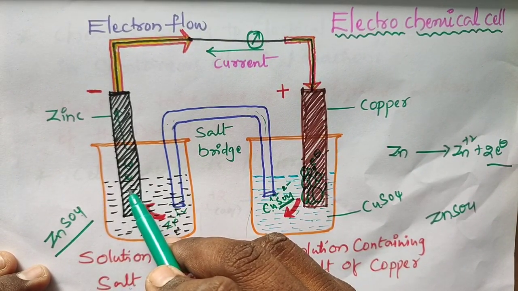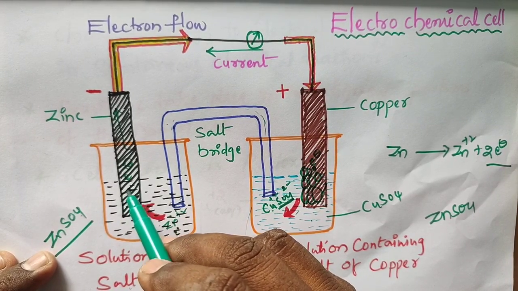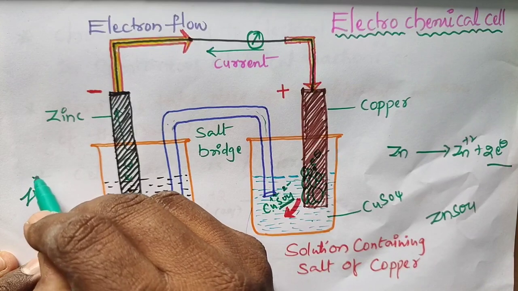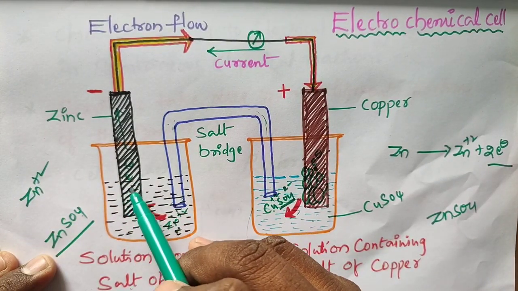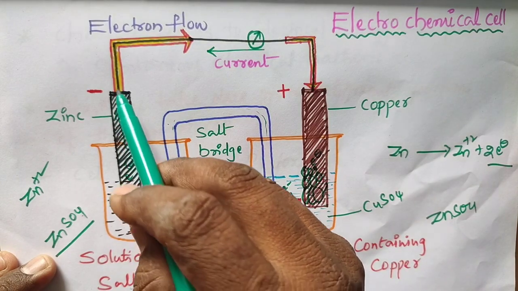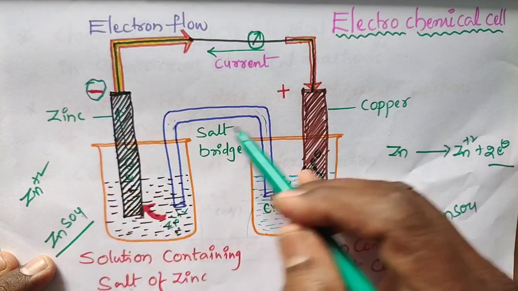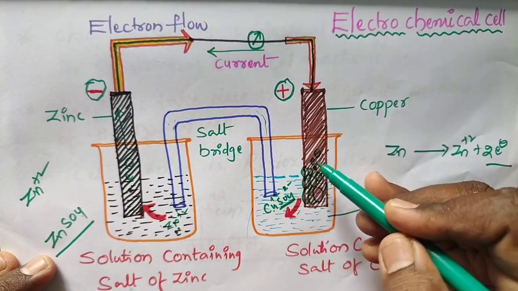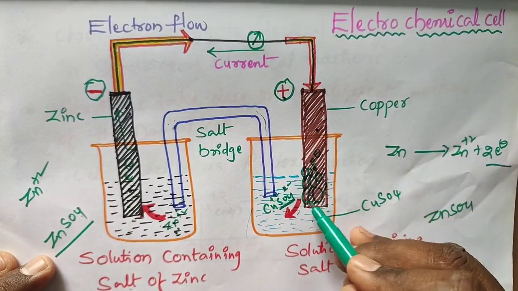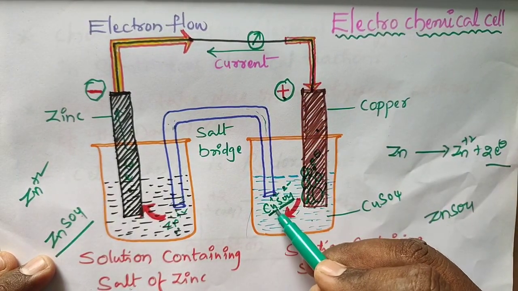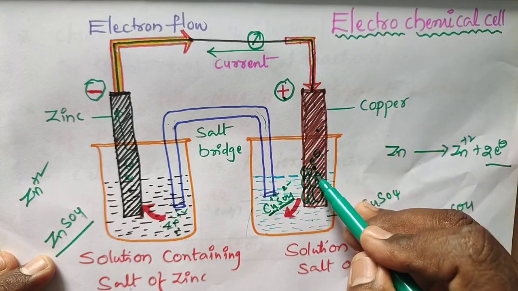The electrode containing zinc is going to form Zn plus 2 by the liberation of 2 electrons. Electrons will move from the zinc electrode to the copper electrode. That is the reason we marked this minus and this plus. Electrons are absorbed by this electrode, that is the reason we marked plus on it. So Cu plus 2 is going to absorb the electrons from the other electrode.